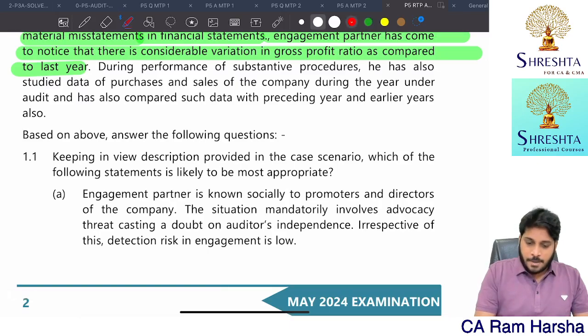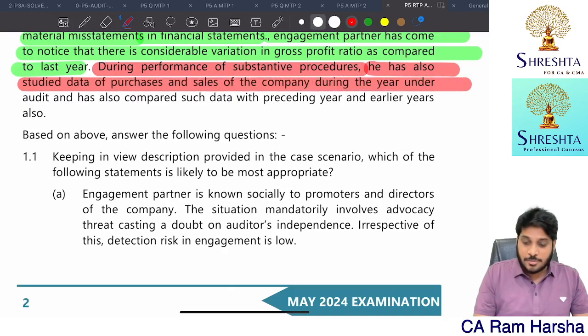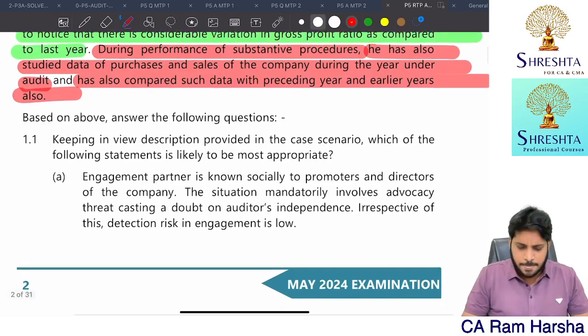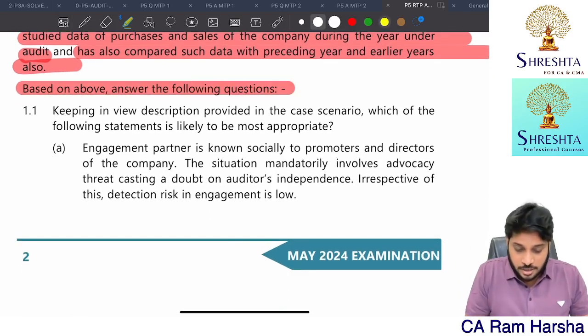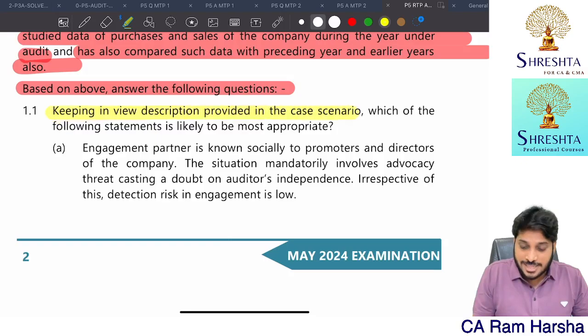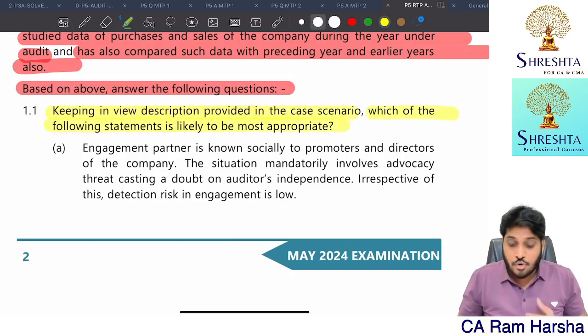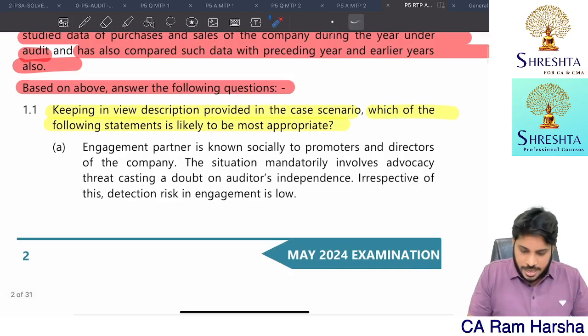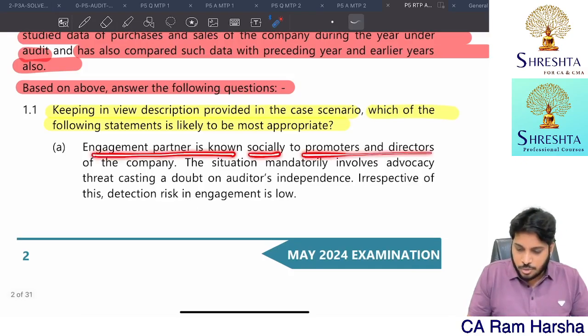During performance of substantive procedures, he has also studied data of purchase and sales of the company during the year under audit and has also compared such data with the preceding years and earlier years. Okay. Based on the above, answer the following. Keeping in view the description provided in the case scenario, which of the following statements is most appropriate? The engagement partner is known socially to the promoters and directors of the company. The situation mandatorily involves advocacy.